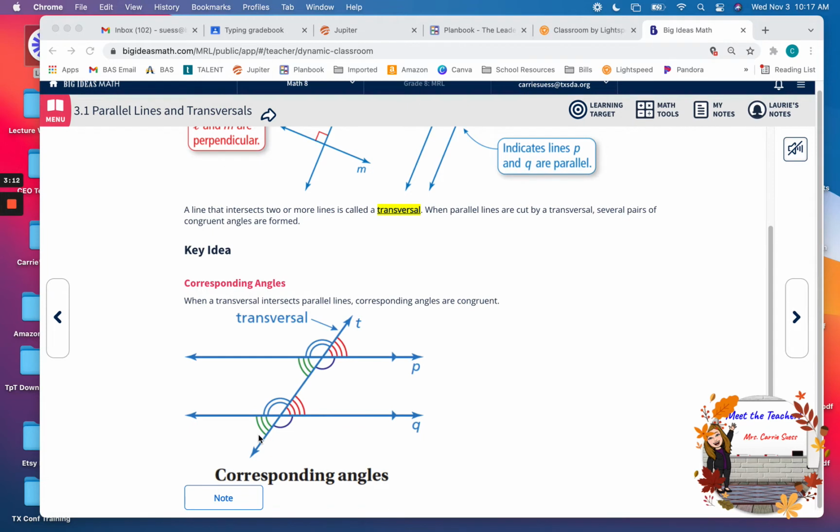This is highly important. You will be using this a lot because it's going to say, tell me the measure of this angle, and you look and see what's corresponding in order to find it.